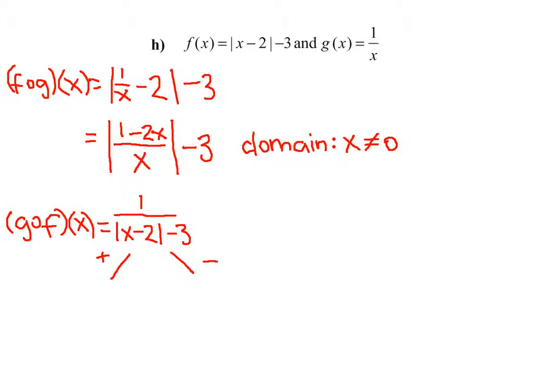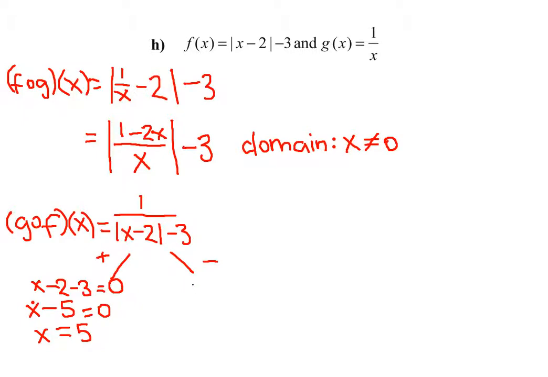So if we do positive, everything in the absolute value will keep its sign. So we're going to do x minus 2, and then you don't change what's outside of the absolute value. So minus 3 equals 0, because we want to see what it's going to be when the equation equals 0. So x minus 5 equals 0. So x equals 5. So that's for the positive, and now we'll do the negative.